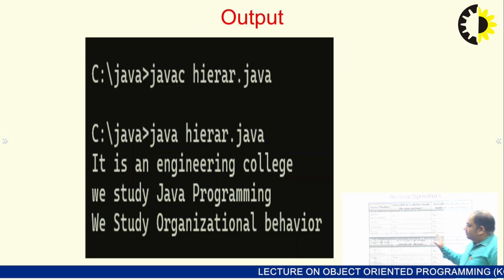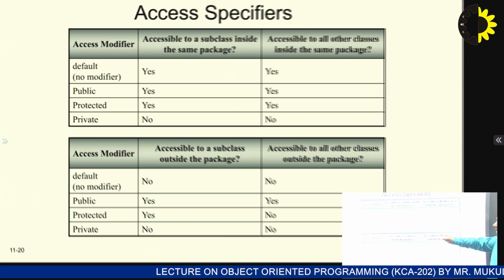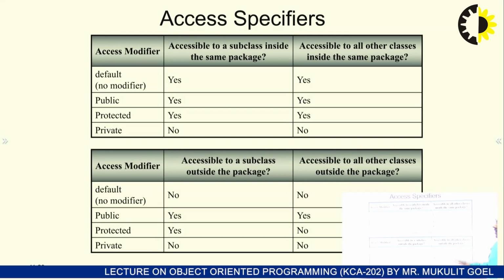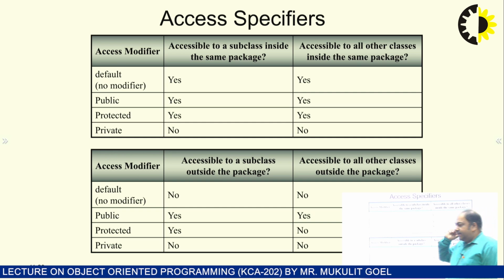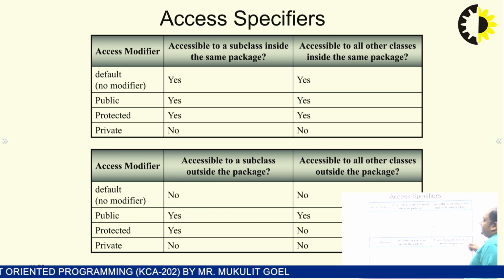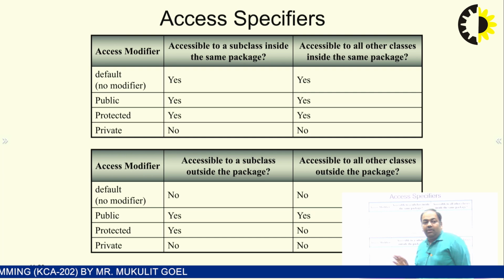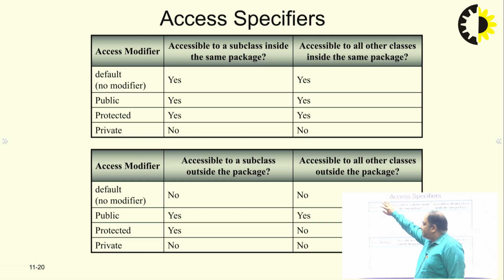And lastly, I will explain the access modifiers, or we can say access specifiers. What are these? There are three types of access modifiers: public, protected and private. We look at how these access modifiers access the package or subclasses, where they can be used in a subclass, and where they cannot be used outside the package. So there are access modifiers which are default, public, protected and private.